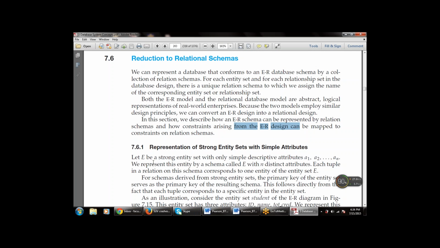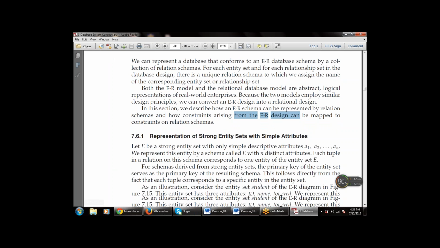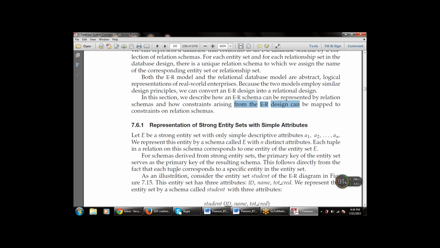Each tuple in a relation will correspond to one entity of the entity set E. So for the schema that is derived from a strong entity set, the primary key of the entity set serves as the primary key of the resulting schema. So in simple terms, when we want to represent the strong entity set with simple attributes with relation schemas, the resulting schema is derived by using the simple attributes.